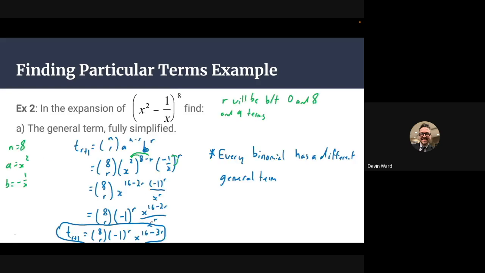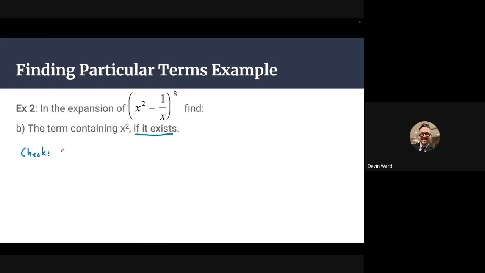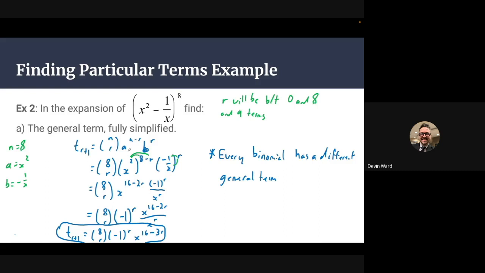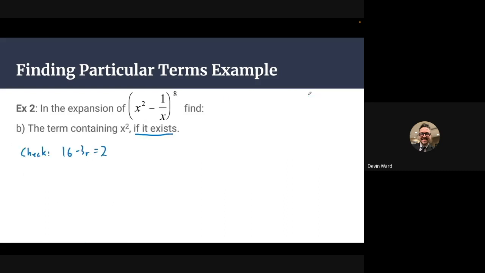So up here I had 16 minus 3r as my exponent on x. So I have 16 minus 3r, and I'm going to set that equal to 2. And I know that r has to be a whole number between 0 and 8, because my n is equal to 8.